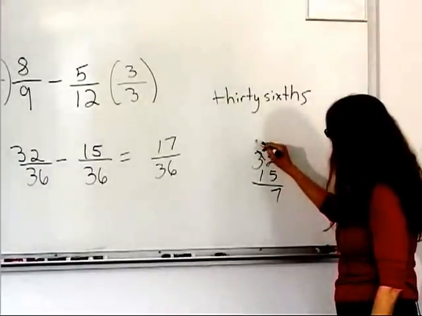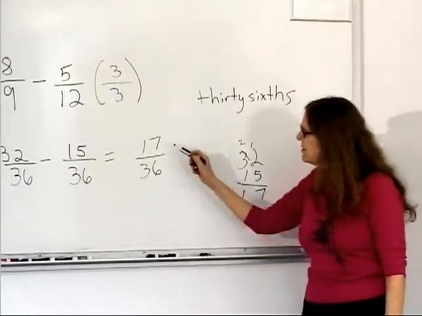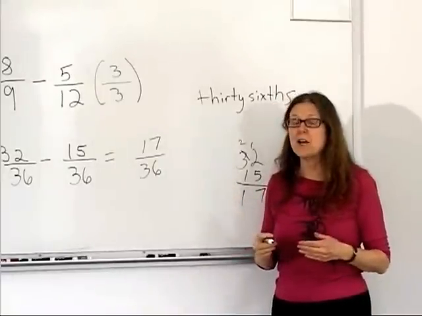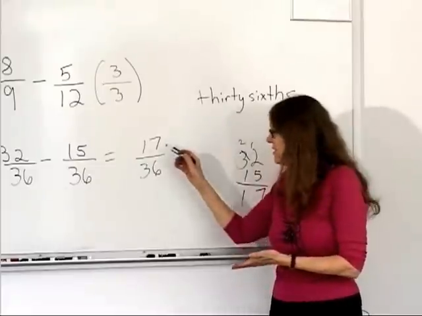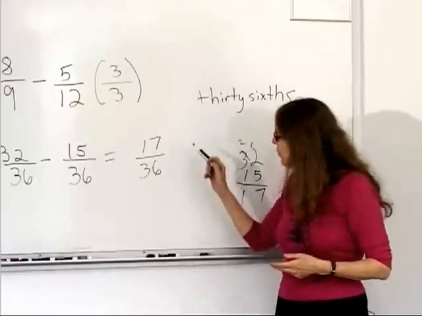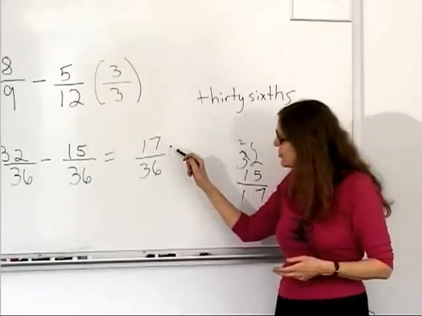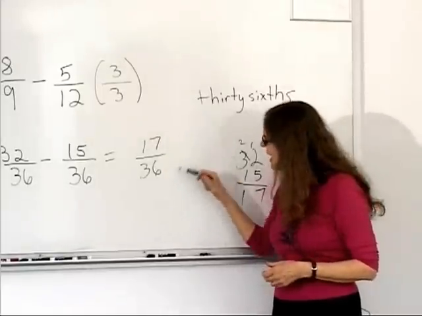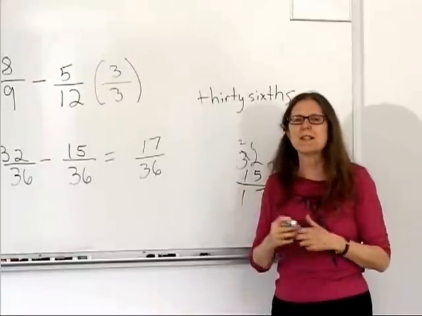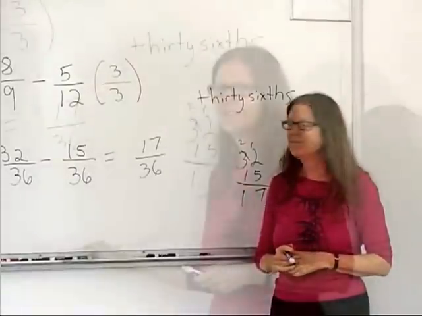This is 17/36. 17 is a prime number. That means that other than 1 and 17 itself, there are no other two whole numbers that will multiply to equal 17. And as a result of that, I know that I cannot simplify this or express it in smaller numbers or in a simpler form. This is going to be as simplified as I can get that answer.